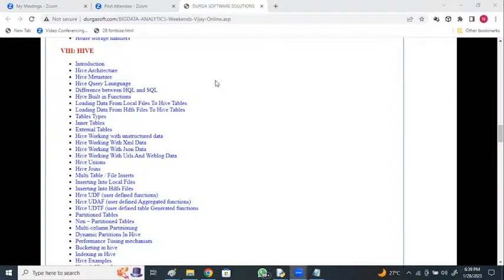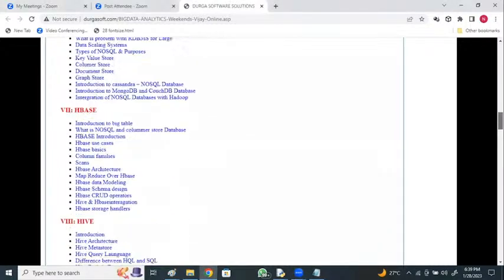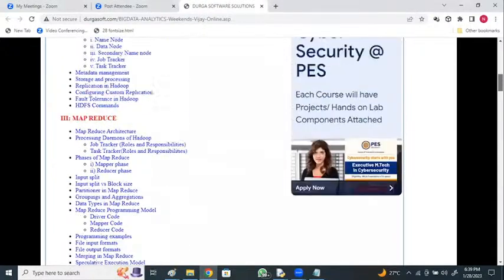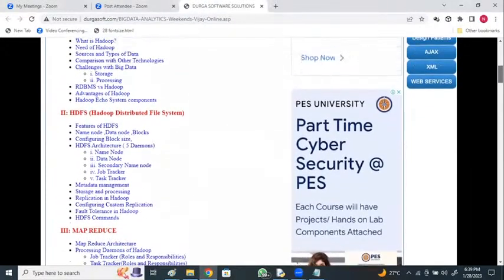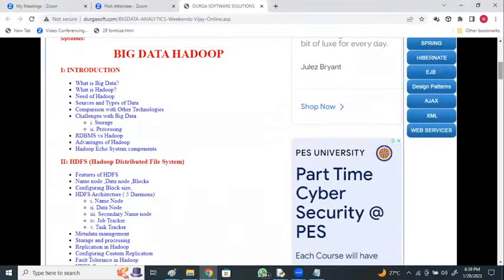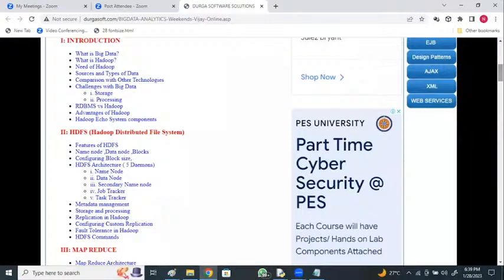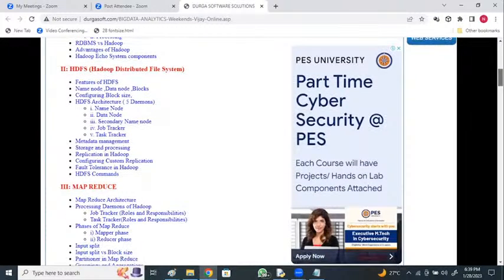I heard Pig and Yarn are out of scope. Apache Pig we are not discussing. And what about deployment, like Yarn? Yarn architecture we'll be discussing, only the architectural part. Nowadays they are using Airflow instead of Yarn for deployment, so at the last stage I'll provide that knowledge.